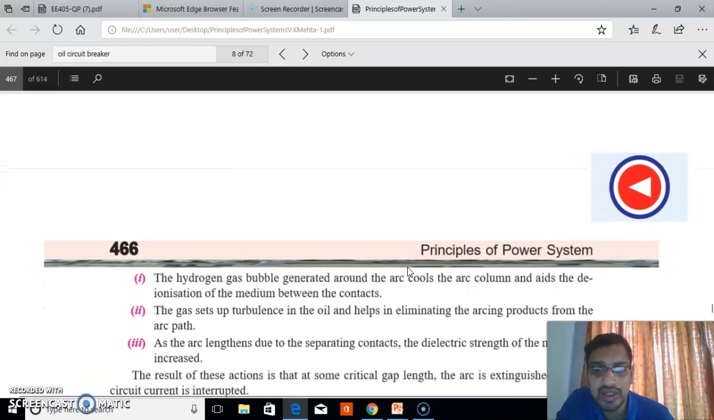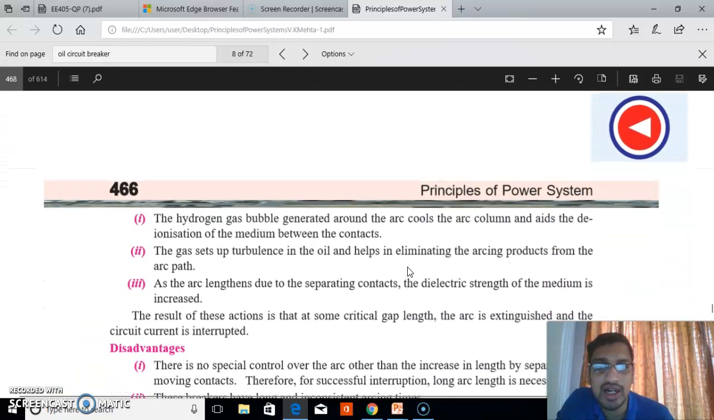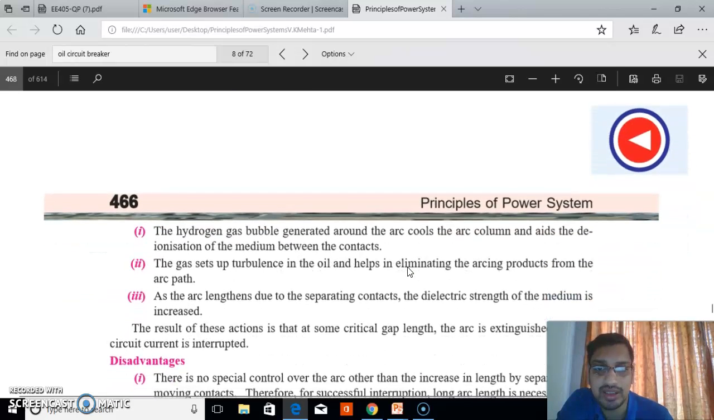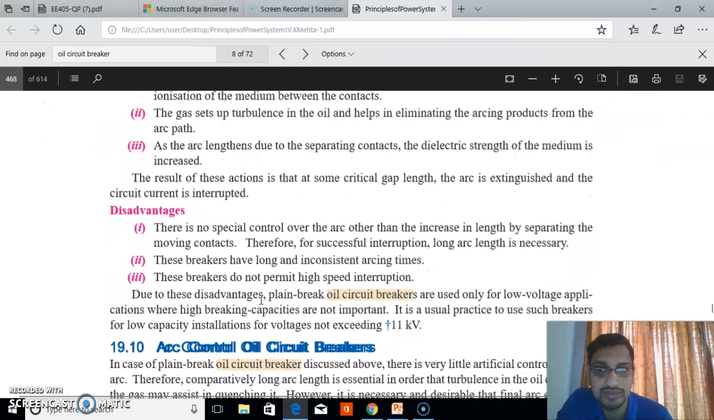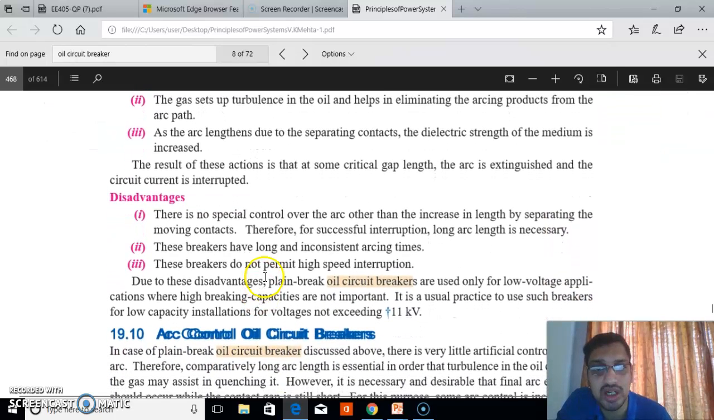Now we can discuss the advantages of the plain break circuit breaker. Here a bulk amount of oil is used, so it cools faster, and the oil acts as a turbulence that helps eliminate the arcing products. Those are the advantages. The disadvantages are, first, no special control over the arc. Second, these breakers have long and inconsistent arcing time, and they do not permit high speed operation.